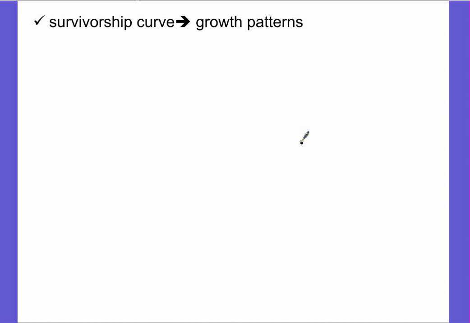Alright, so our next video here is basically covering parts of section 3 and 4 of chapter 14. But we're going to talk a little bit about survivorship curves, and we're also going to talk about population growth patterns a little bit, and how those things are connected. So first off, we're going to do a survivorship curve.